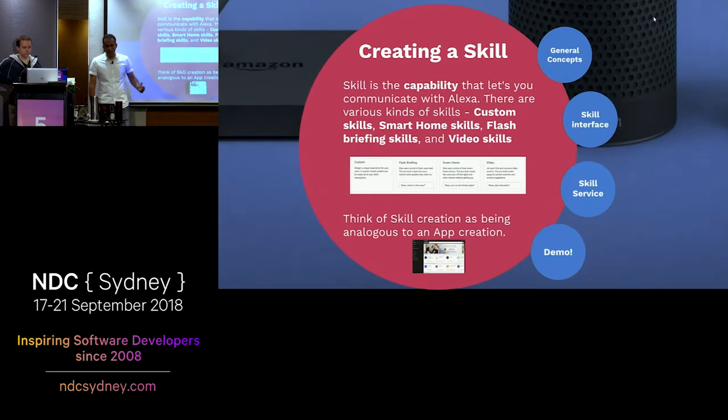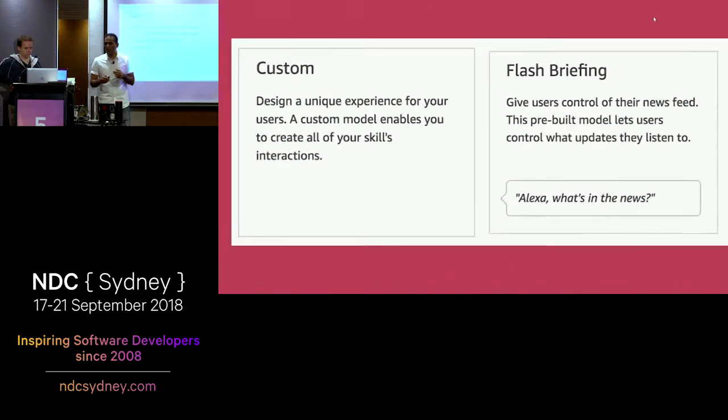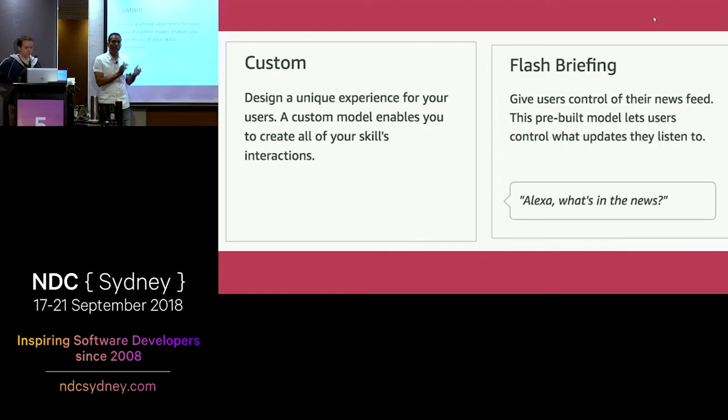So let's get creating a skill itself. A skill is effectively the capability that lets you communicate with Alexa, and there are 4 different kinds of skills. One is the custom skill, which is what we'll be creating today. Think of it like creating a custom application. Then you have flash briefings. If you want to know what's in the news, you ask the device, and it will read it off an RSS feed.